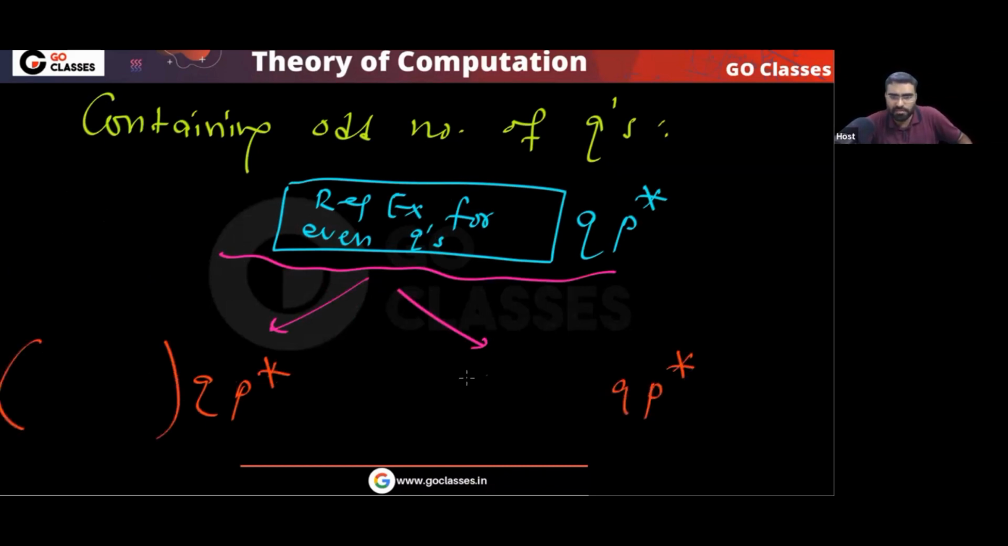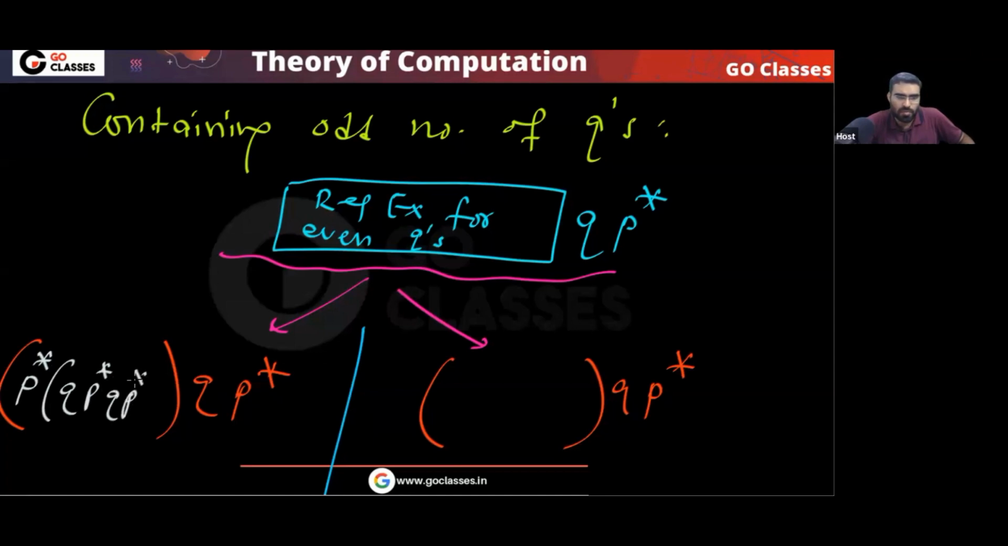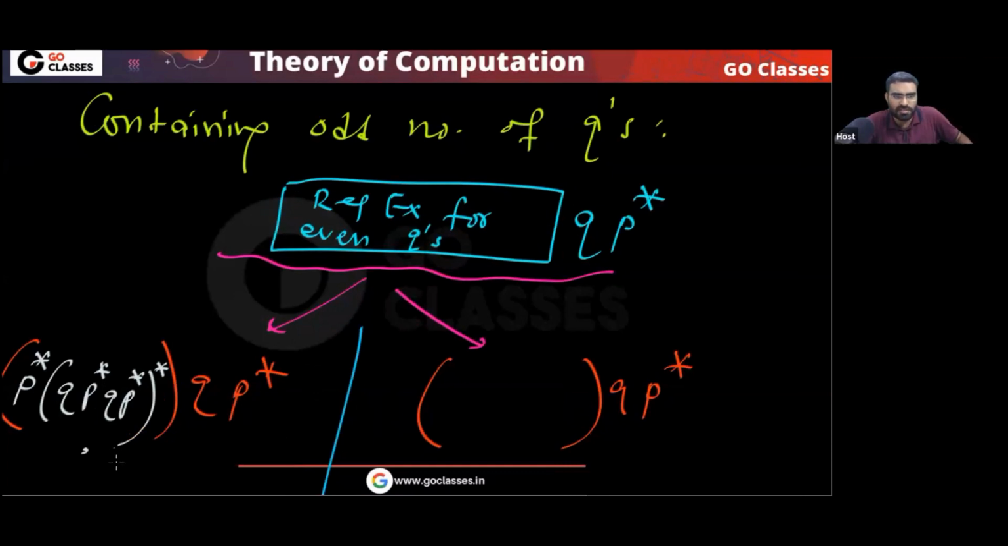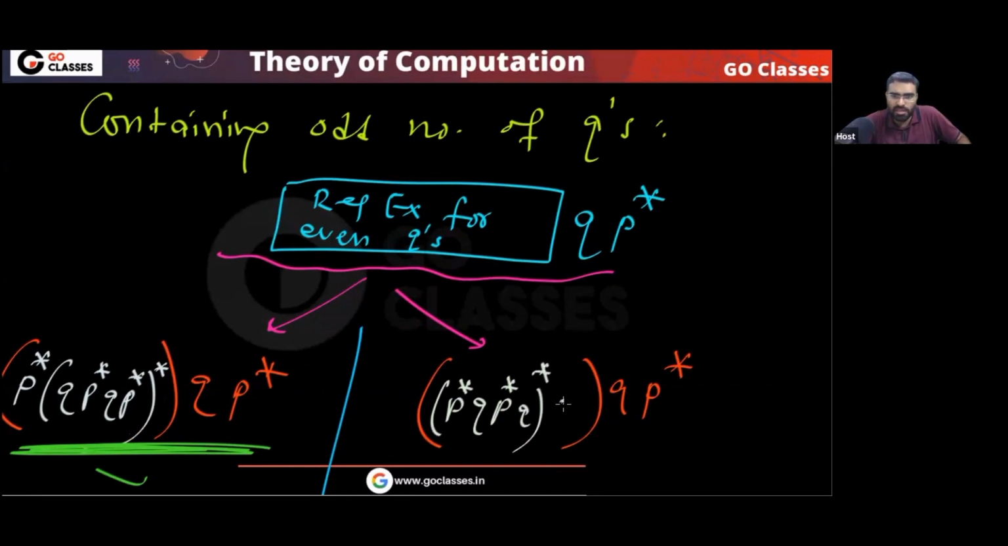But here what can you write? You can write P star Q, P star Q, whole star. This is one answer. What is another answer? The other answer is P star Q, P star Q, whole star, P star. This is your other answer.